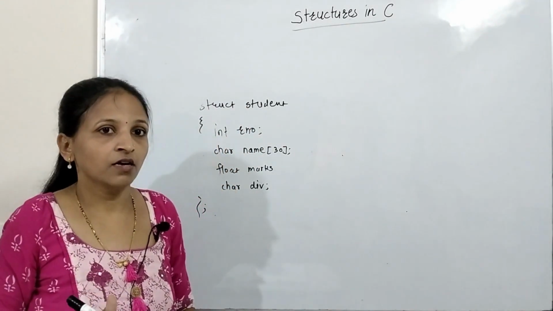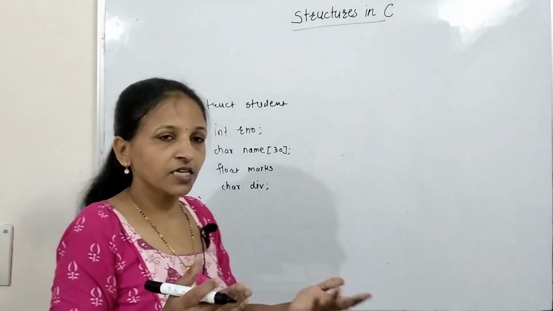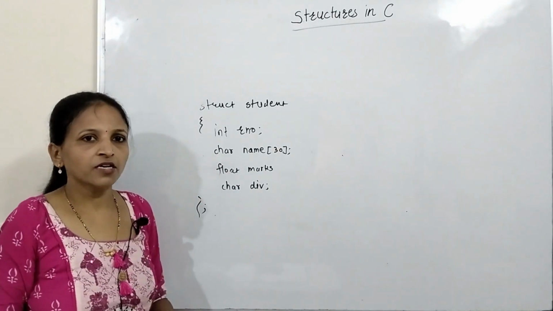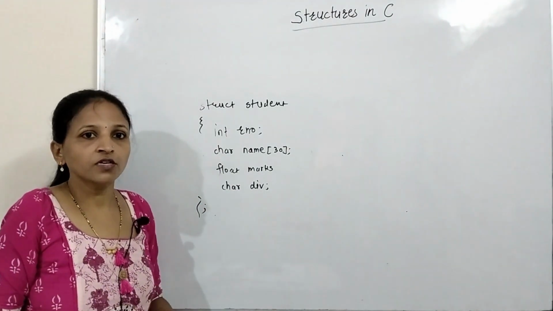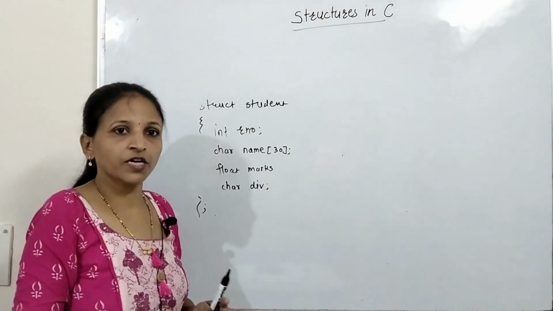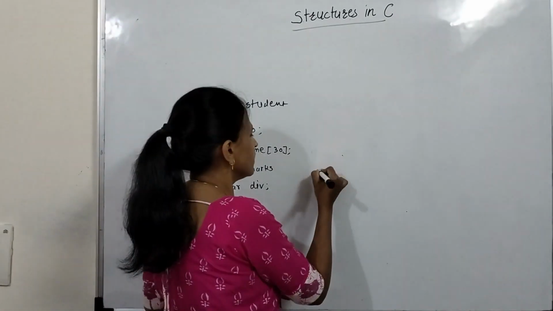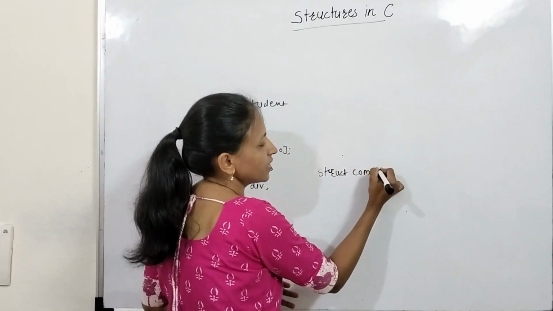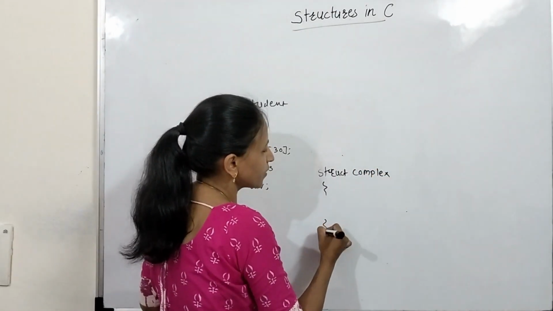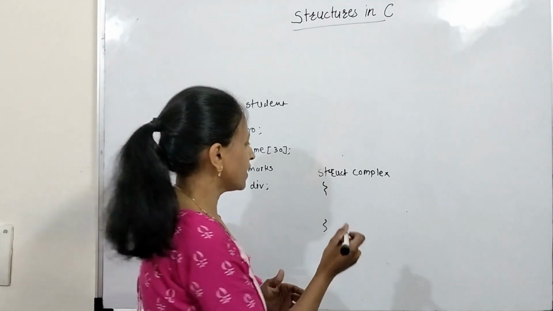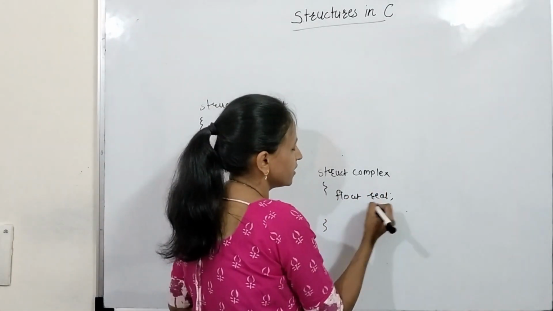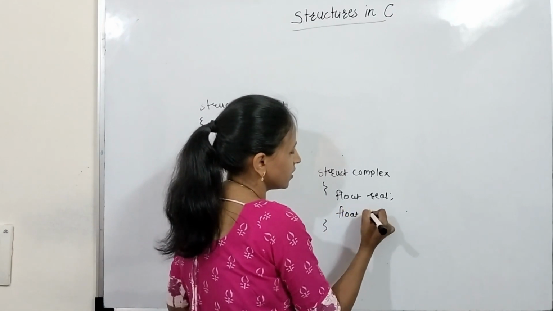Means, see, I want to represent a complex number. A complex number has a real part and an imaginary part. Both may be of type float. Then we can group that together also. Like we will create struct complex. We can give any name, and here we will group together the real part and imaginary part, like float real and then float imaginary.